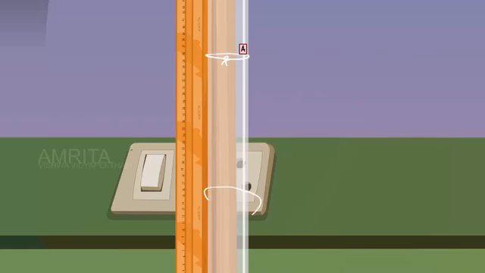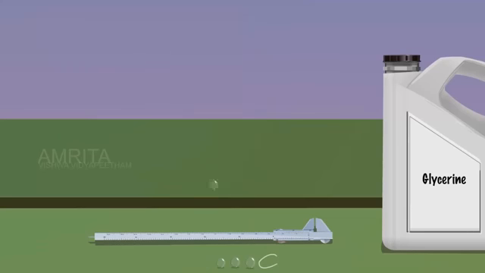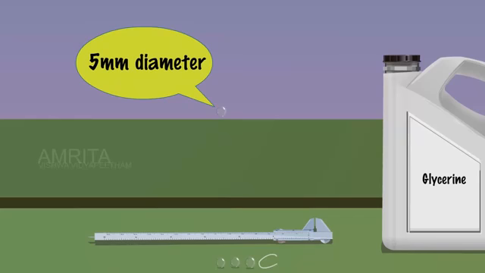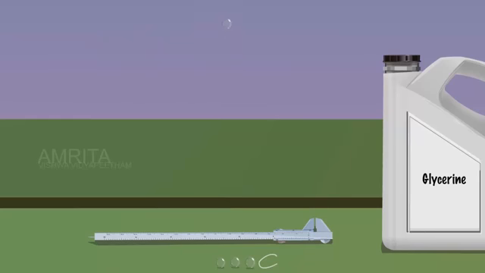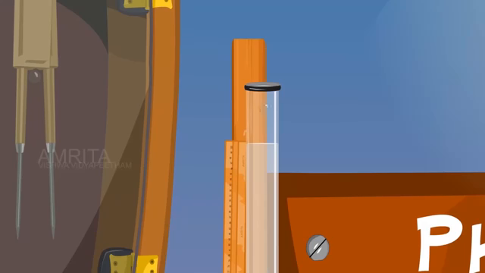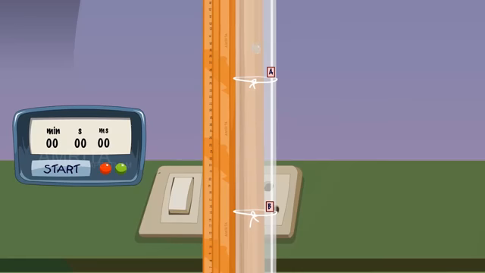Mark another point B below the point A using another thread so that the distance between A and B is 20 centimeters. Now, take another bead of diameter 5 millimeters and drop it gently into the liquid. A stopwatch is switched on when the bead crosses the point A and switched off when it leaves the point B. Note the time taken by the bead to travel the distance 20 centimeters.